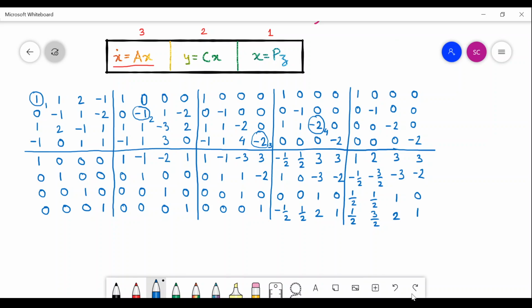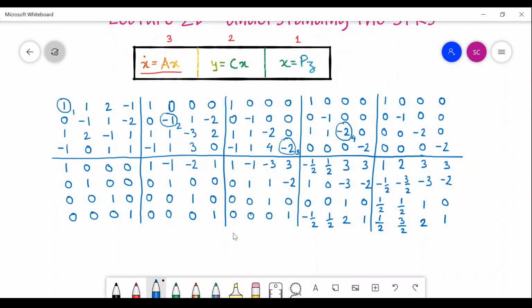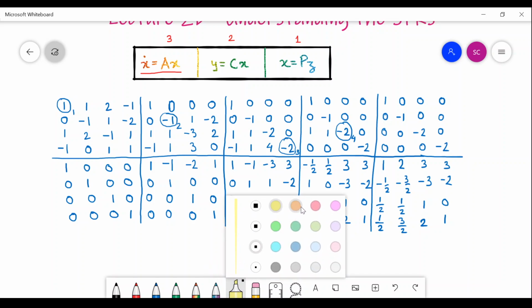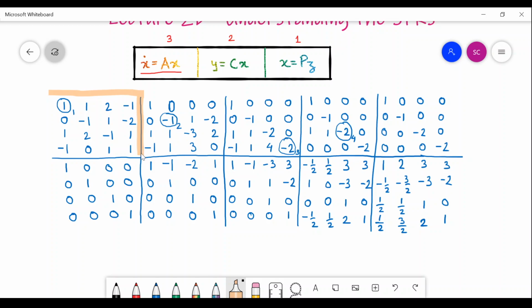So by doing this set of column operations, the understanding we gain is that this set of column vectors that we started with is an independent set of column vectors. That is the conclusion that we get. This is the independent set of column vectors.